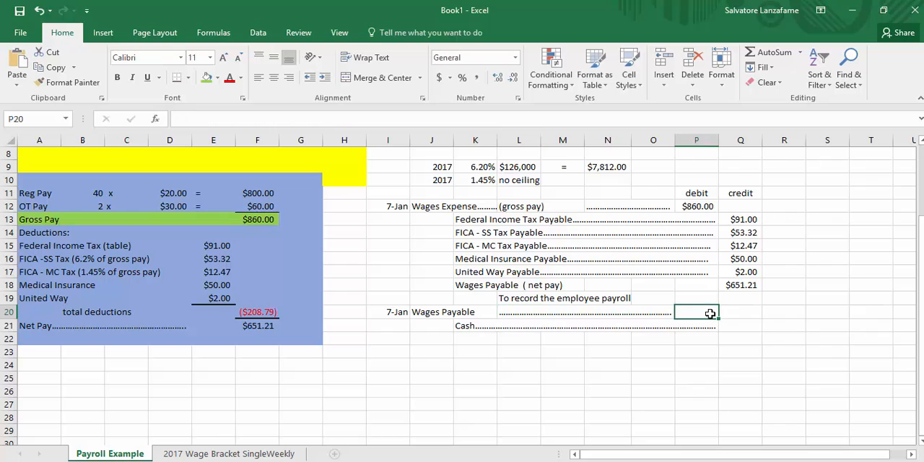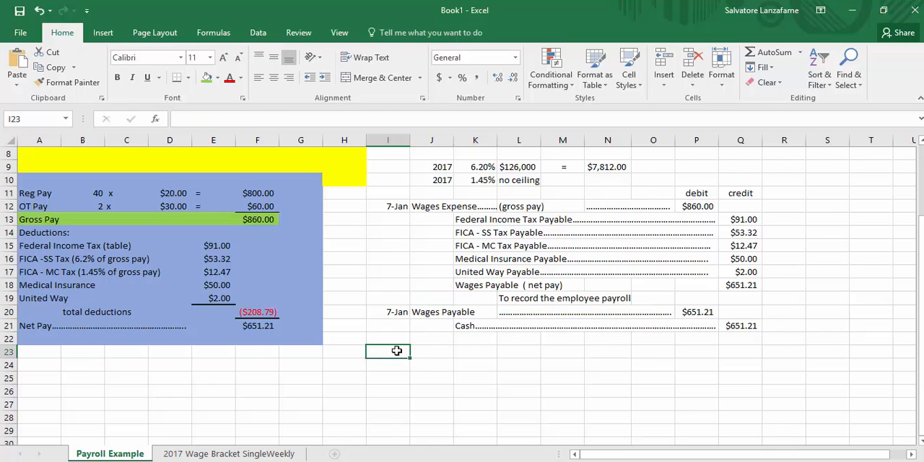So whatever the net pay was, 651.21, you're going to put that in the same entry. Like I said before, if they were paying it at that very moment, they would have just skipped the second journal entry and just put cash in that wages payable spot. But as you can see here, doing it in two steps, you can tell that the wages payables just basically cancel each other out anyways.